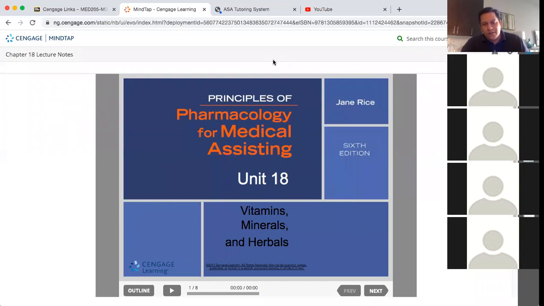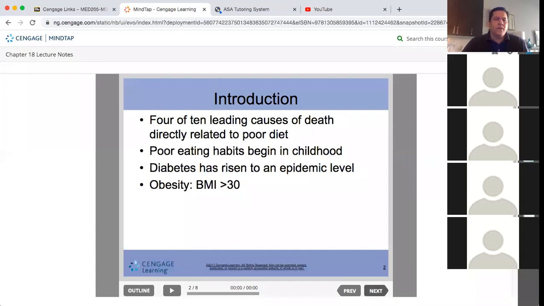This is the class Pharmacology for medical assisting, or Pharmacology for all the careers that are here in the class. This is Unit 18, Vitamins, Minerals, and Herbals. We already talked about the first part that is about nutrition. All this information we already checked. Let's review a little bit of this, and let's go more in detail on the part that is about vitamins, minerals, and herbal, medicinal herbals.